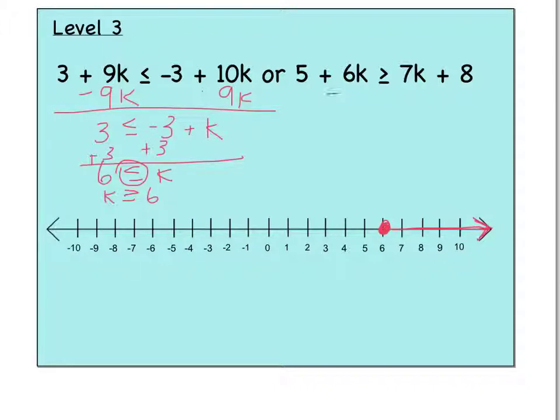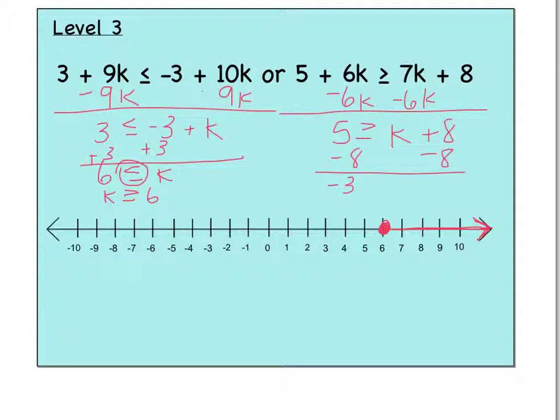Here we will subtract 6k from each side. We've got 5 is greater than or equal to k plus 8. Subtract 8 from both sides. -3 is greater than or equal to k. We could reverse that and say k is less than or equal to -3 because this point is pointing towards the k. That's why we can reverse it like that. So I'm going to go to -3, fill it in, and it's less than, so we go the other direction.